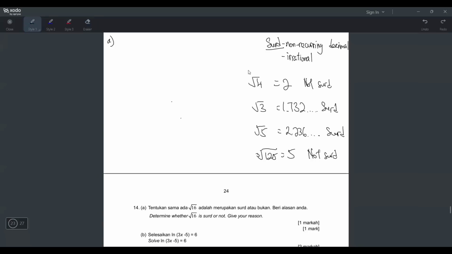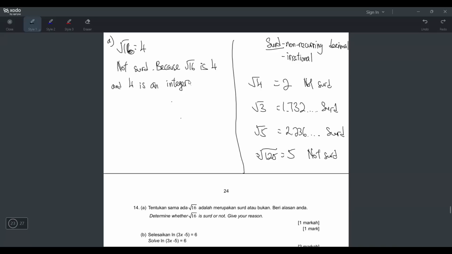Okay, of course this is just my notes, so you don't have to write this in your working. You just have to answer the question. So determine whether square root 16 is a surd or not. Square root 16, if you press the calculator, it will give you 4, right? So is it a surd or not? No, it's not a surd. So I'll just write not a surd. Give a reason. Okay, because square root 16 is 4 and 4 is an integer. If you write like this, it's good enough, right? It's an integer, and if it's an integer, then it's not a surd, because a surd is when you get a non-recurring decimal answer.